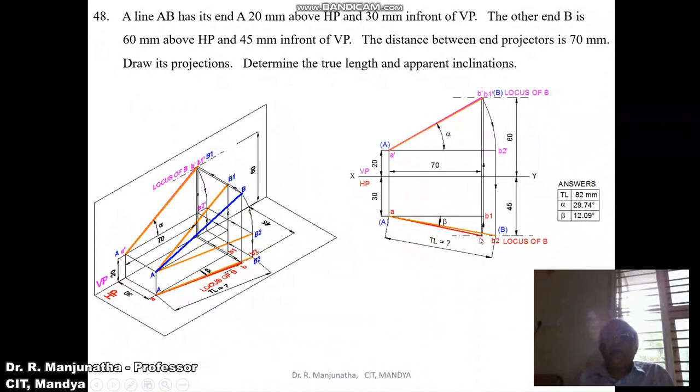Take AB with A as center. By using the compass, you measure the distance AB as the radius. You draw an arc such that A is in front of VP by 30 mm, and B1 should also be in front of VP by 30 mm. Draw an arc such that it comes on the locus of A. Then you mark this point as B1.